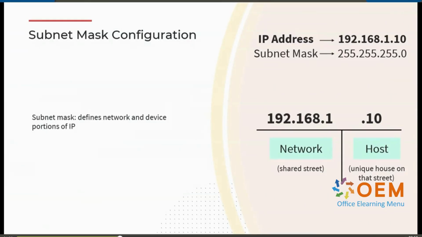For example, IP 192.168.1.10 with subnet mask 255.255.255.0 means 192.168.1 is the network. The street shared by all houses, that is devices, in that area. The .10 is the host, a unique house on that street. So, the subnet mask helps devices know: are you in my network, that is, in my street, or do I send this data elsewhere, that is, on a different street?